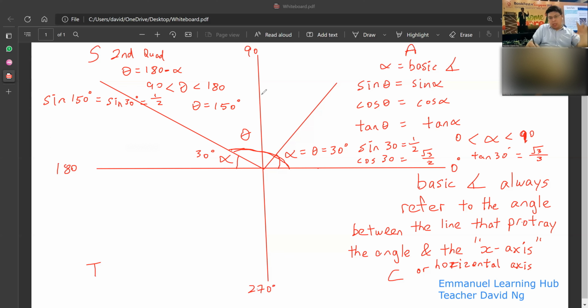Throughout this whole quadrant, sine, cosine, tangent is always equal to the sine, cosine, tangent of the basic angle in absolute value. Listen carefully: in absolute value, throughout all four quadrants, all three functions are equal to sine, cosine, tangent of the basic angle in absolute value. I mentioned in absolute value. Now that I've shown you this part, you understand what I mean by in absolute value. This is what I meant.